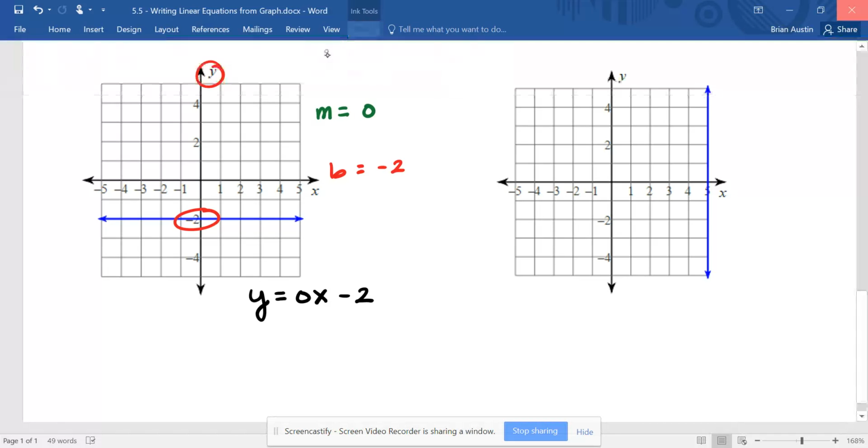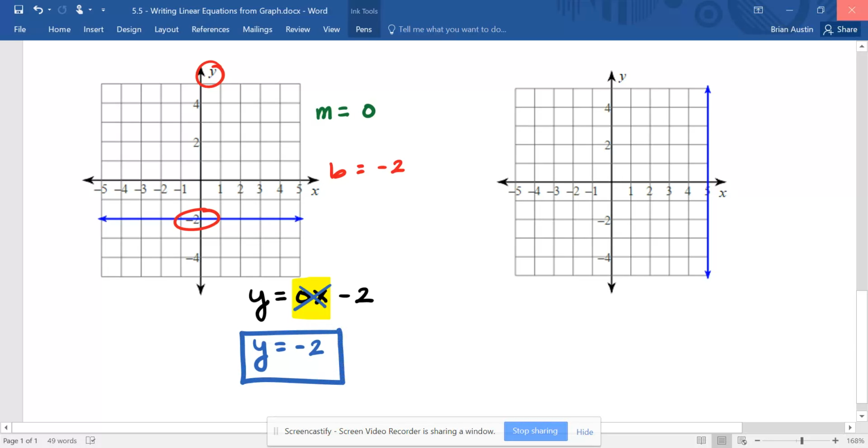Now, as you can see right here, 0 times x, anything times 0 is 0. So we're just left with y equals -2. And that should match with what we did when we graphed it in 5.4. As you recall, if it's just y equals a number with no x value, it's going to be a horizontal line. All right, that is the opposite scenario of what we have next.